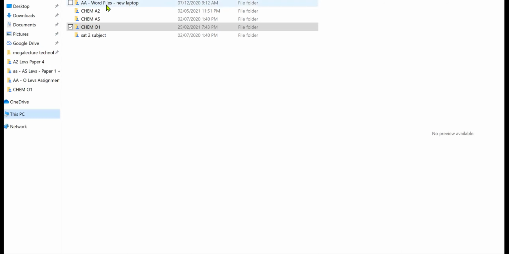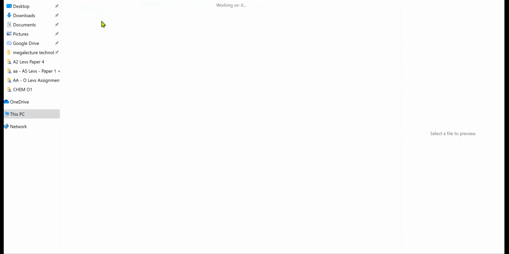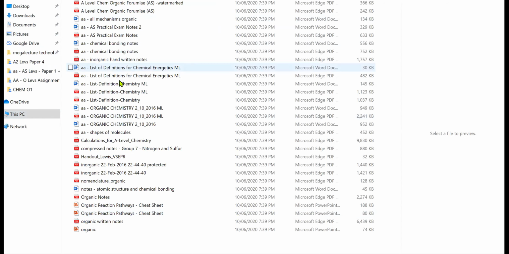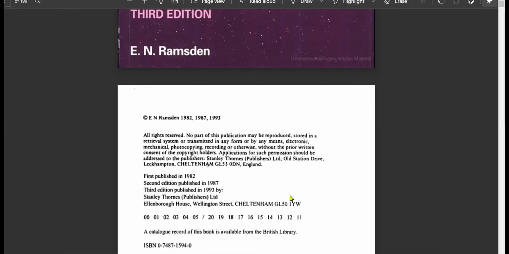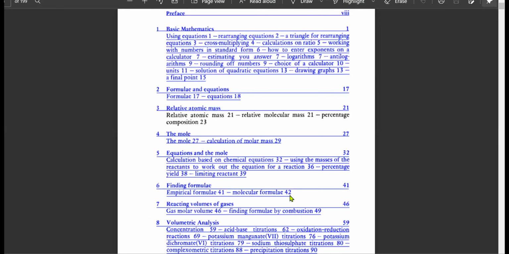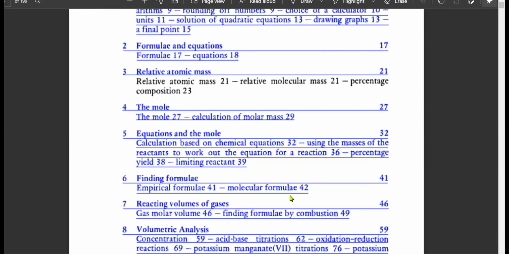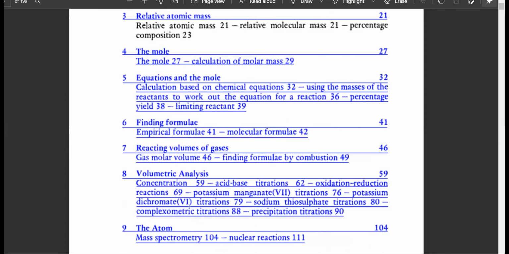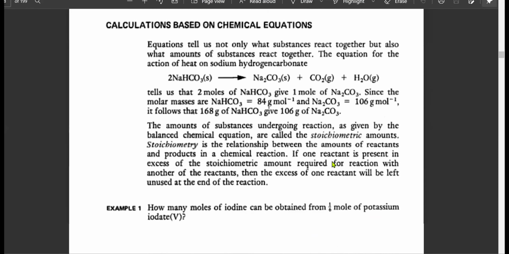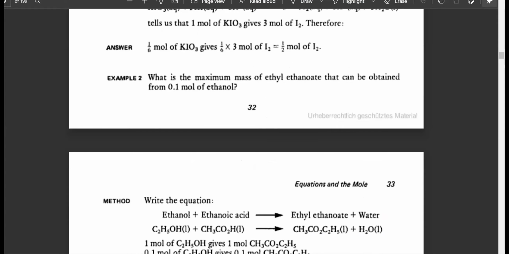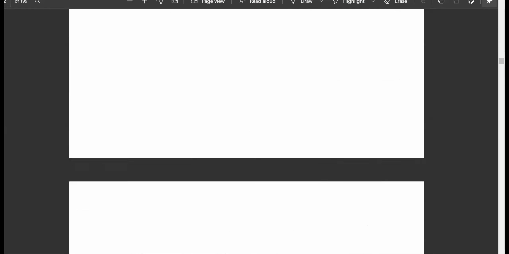You're just trying to find another question. One second. Yes. Okay, let me just find some more empirical formulas questions. Can anyone spot empirical formulas? That's page 42. It's 32.